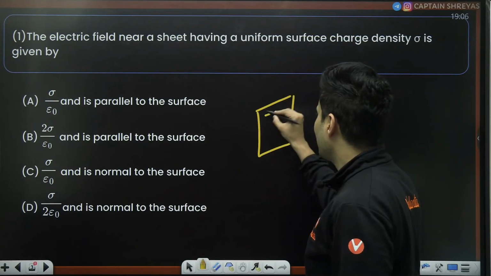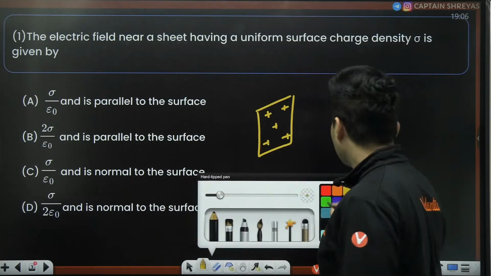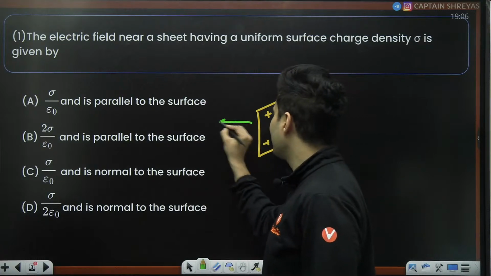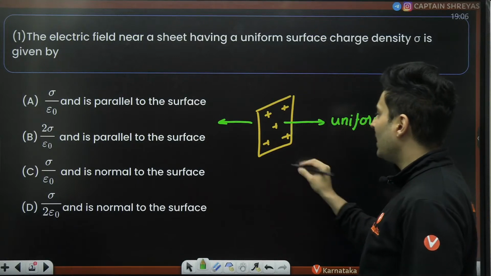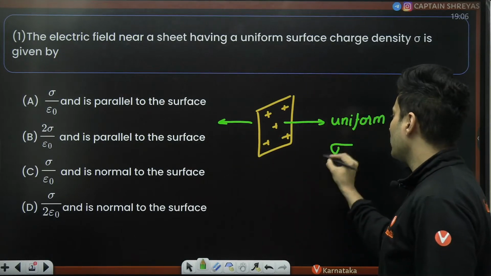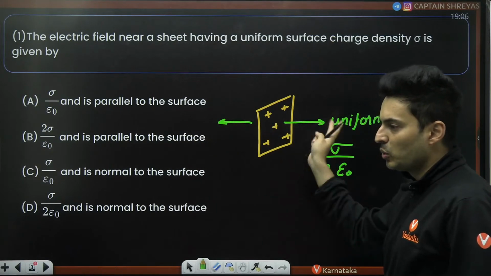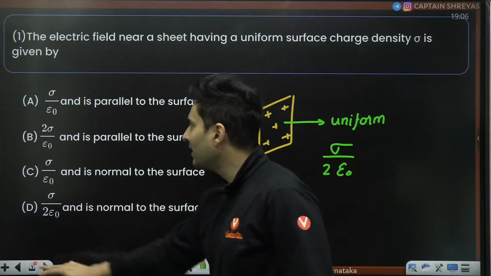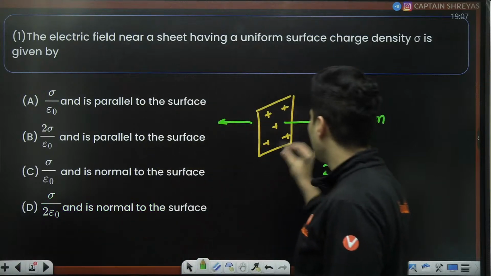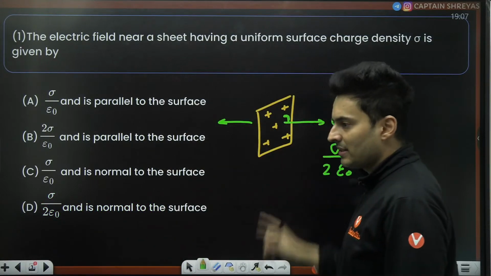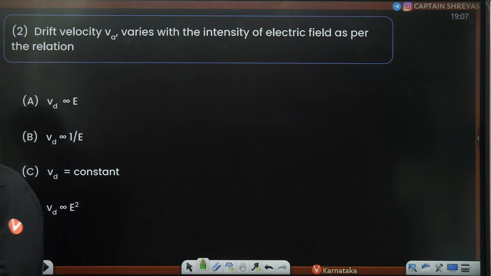Whenever you have a charged sheet like this, the electric field near the sheet will go this way also and this way also. It is uniform in nature, and the value, because it is going two ways, is sigma by 2 epsilon naught. One, two, this side, that side, so two sides, that is why 2 will be there. The answer is sigma by 2 epsilon naught, and it is perpendicular. Normal means perpendicular. Yes, very good. D. Awesome.